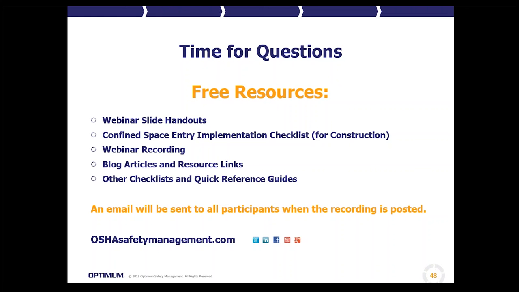Correct. But with a static closed structure like a valve vault or something that is isolated and there's nothing coming into it, you're checking initially to make sure there's no hydrogen sulfide or something like that in there. Correct. And through your evaluation, you've determined, and again, we need to make sure when we're doing our evaluations that it's not only not an atmospheric hazard at the time, but there's no potential for atmospheric hazard.